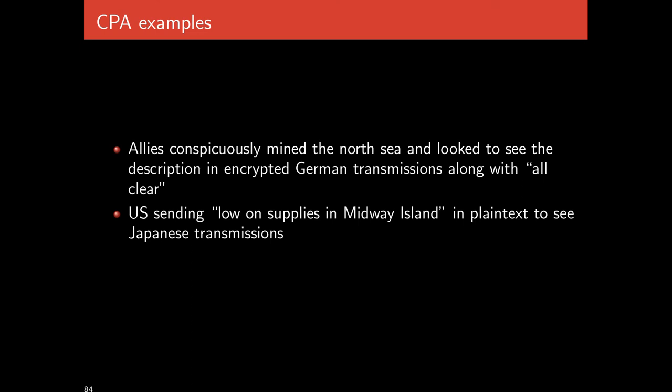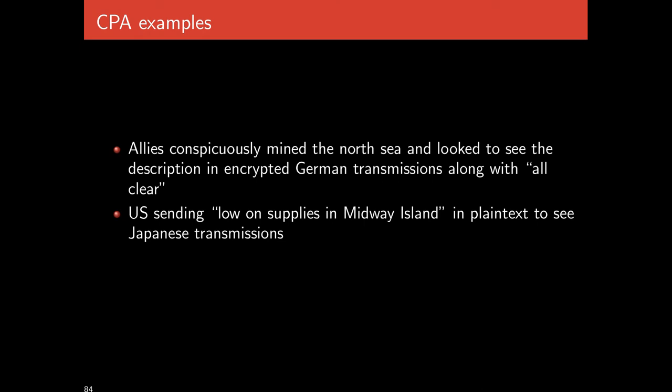So how can a chosen plaintext attack actually happen? Well, there are cases of this actually happening in World War II, for example. The Allied troops conspicuously planted mines in the North Sea. So basically they put in underwater mines, and they did it in such a way that they knew the Germans were observing it, that they did it intentionally to be noticed. And then they looked to see what the German encryptions were transmitting, what information was being sent out. Because now they've chosen the plaintext, right? The plaintext is the description of their mining, and the ciphertext is what the German transmissions were. And then when the Germans removed all the mines and sent the all clear, they would also have known that as well.